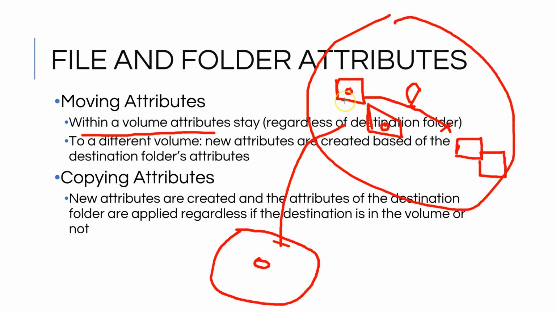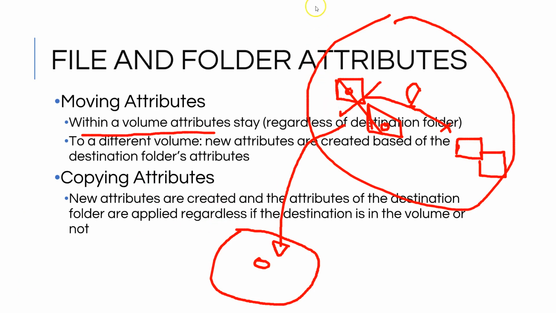So I can't just change the properties to indicate a different location because that location is on a different disk. It needs to be moved over to that disk. So what I do is I copy it over first, then I delete the original. Because I'm creating a new file, anytime I create a new file, I look at the parent folder for its attributes and then copy those over to mine.